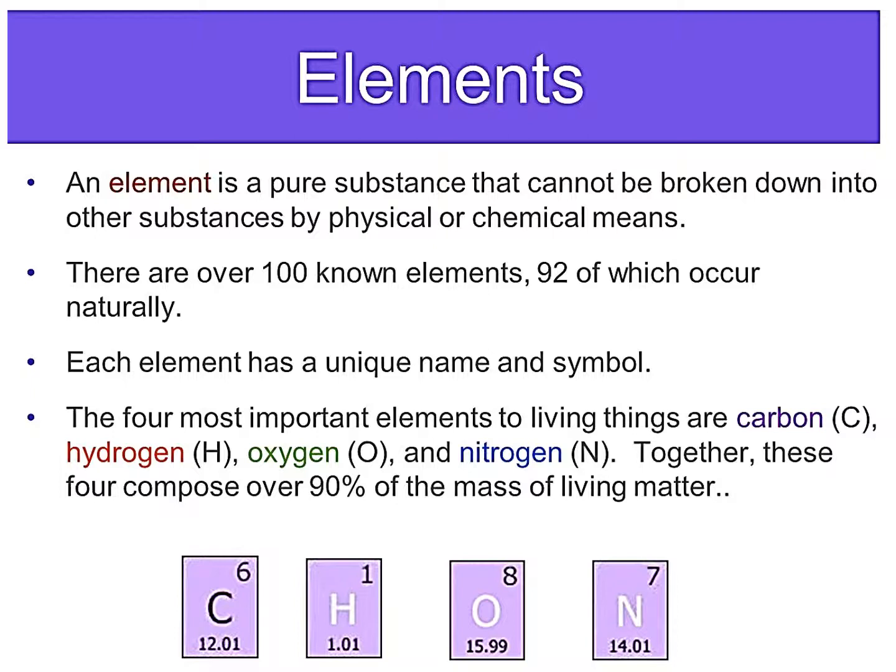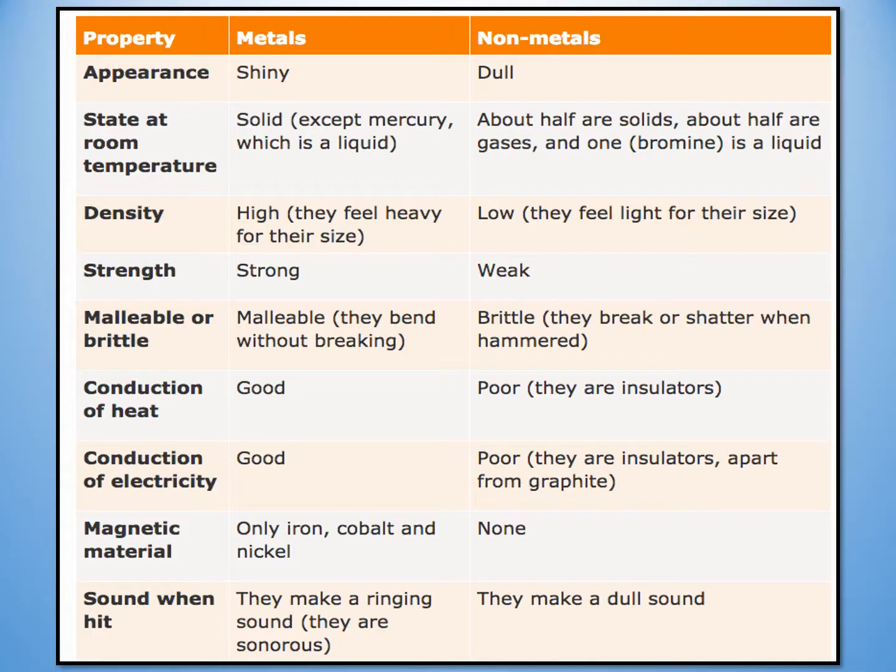There are over 100 known elements, 92 of which occur naturally. Each element has a unique name and symbol. The four most important elements to living things are carbon, hydrogen, oxygen and nitrogen. Elements are divided into three categories, that is metals, non-metals and metalloids.